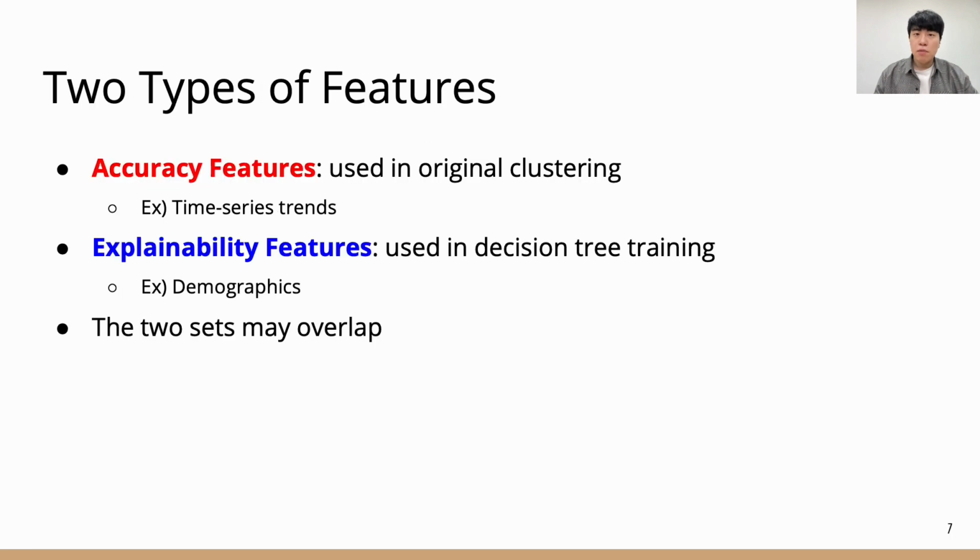To formulate our problem, we make 2 extensions to explainable clustering. Since we are performing clustering and decision tree training together, there are now 2 sets of attributes: accuracy features that are used in original clustering and explainability features that are used in decision tree training. The 2 sets may overlap.